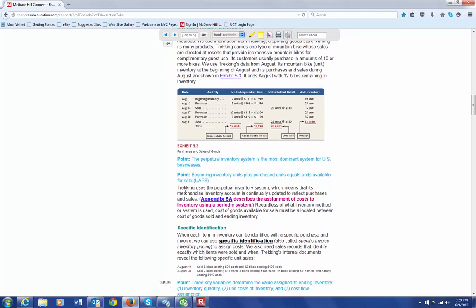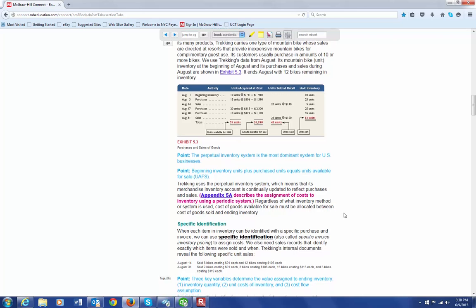Now, in terms of the type of inventory system, Trekking uses the perpetual inventory system, which is the most dominant one that's used in the United States. What that means is that you are continually updating the inventory account every time you make a purchase or a sale, and we'll talk more about that later. But every time you do a purchase or a sale, you're updating your inventory account. You're not waiting until the end of the period to update the inventory.